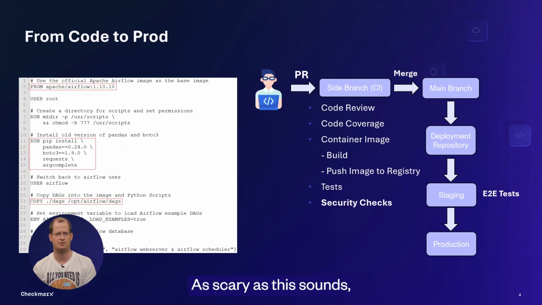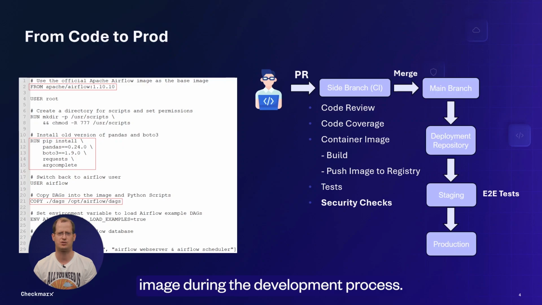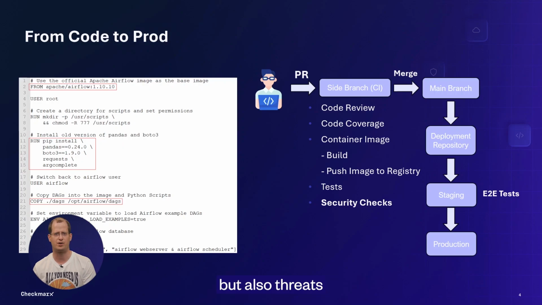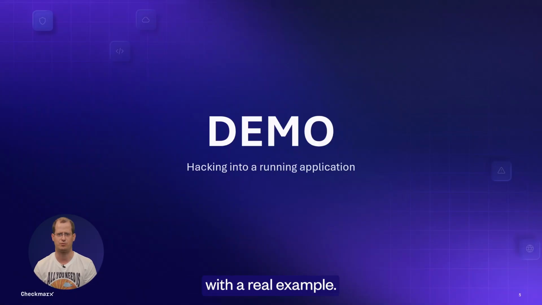As scary as this sounds, a lot of these threats can be identified and mitigated during the development process, long before production. That's why we urge our clients to continuously run security checks over the built Docker image during the development process. And that's exactly what Checkmarx Container Engine does. The uniqueness of the container scan tool is that it can identify threats coming not only from any third-party packages added to your image, but also threats coming from the public base image being used. Let me demonstrate this with a real example.